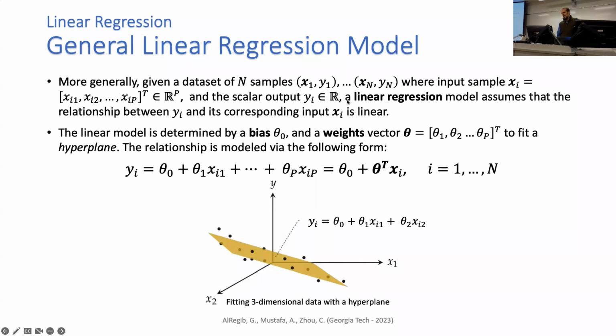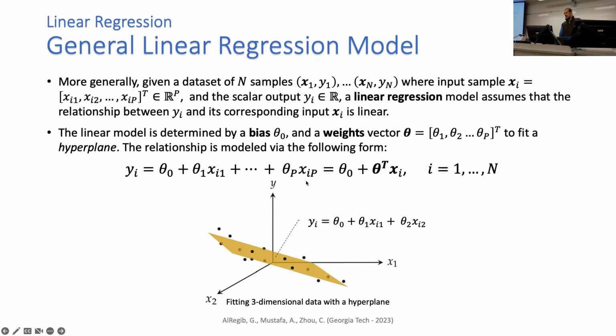Now a linear regression model, by definition, assumes the relationship between yi and xi is linear. Right? That's the first assumption we are imposing here. To model this, because the relationship is linear, we have theta 0 plus theta 1 times the first feature, plus theta 2 times the second feature, all the way to theta p times the p-th feature for sample xi. This gives us an estimate of what yi looks like.